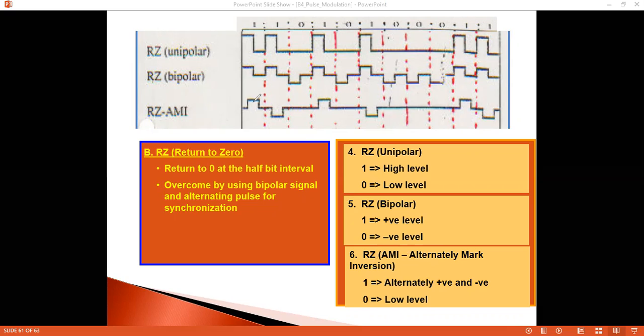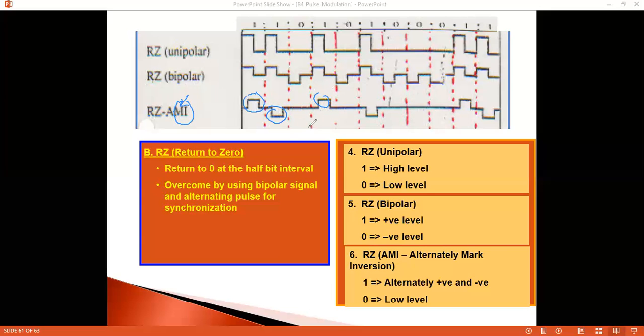So alternately change from, say, this one, bit 1, from high to 0, positive to 0. If it is another bit 1, then it will invert sign, from negative to 0. Bit 0, 0, and then another bit 1 changes from positive to 0. Bit 0, 0, 1, negative to 0. So if you notice, for this bit 1 is positive, next bit 1 is negative, next bit 1 positive. So that's why it's called alternate mark inversion. The sign of bit 1 or this mark will be changed alternately.